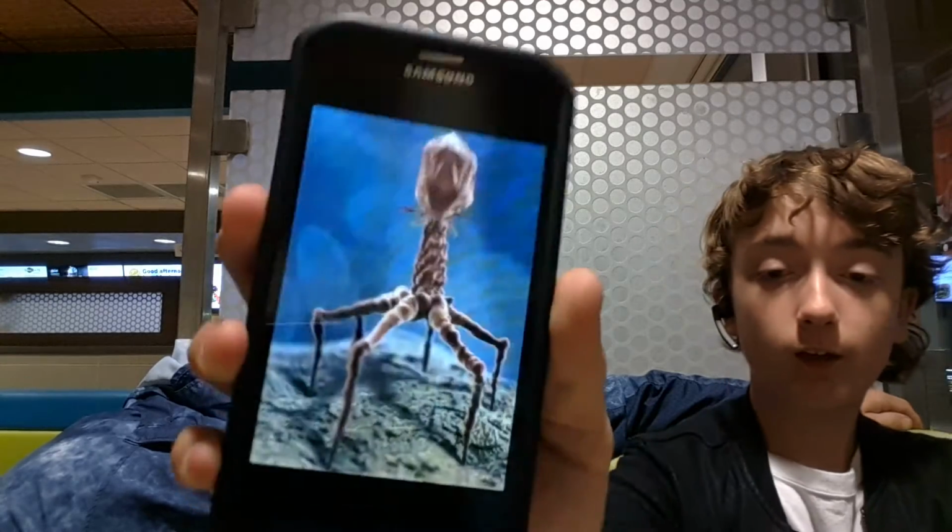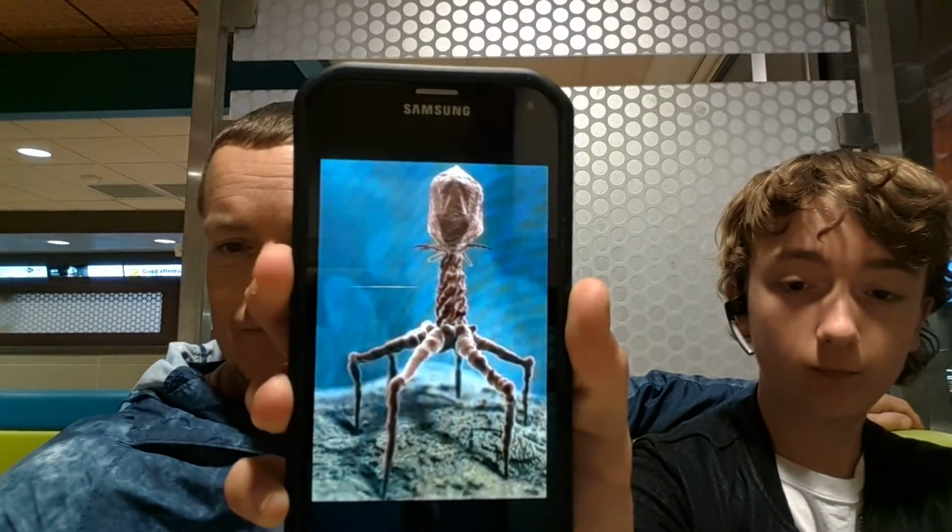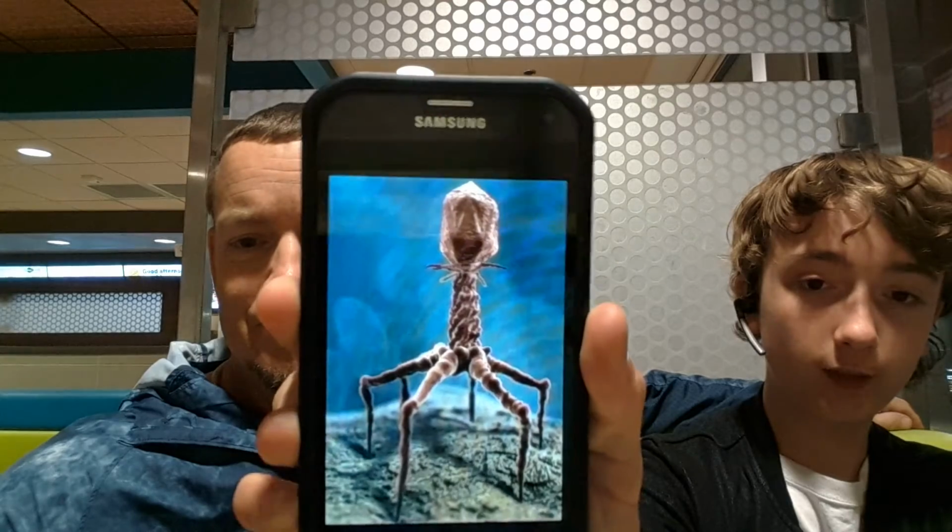Okay, Isaac, first I've got a picture of one. That is a real picture by an electron microscope of a T4 bacteriophage. The main difference between a compound light microscope and an electron microscope is that electrons are much smaller than photons, so they bounce those off of the object and then measure that. That's how they get so much smaller.